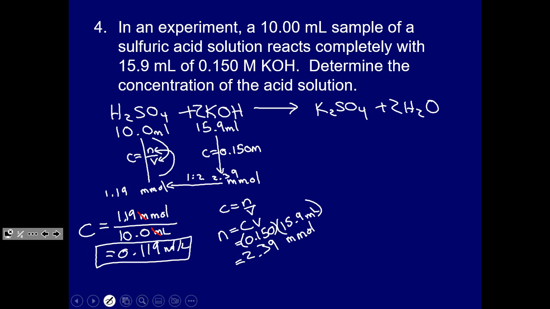Okay. Again, I'm hoping that you're feeling calm in that we really haven't done anything new, except now when we're given volumes and concentrations, we're using a different equation to get moles.